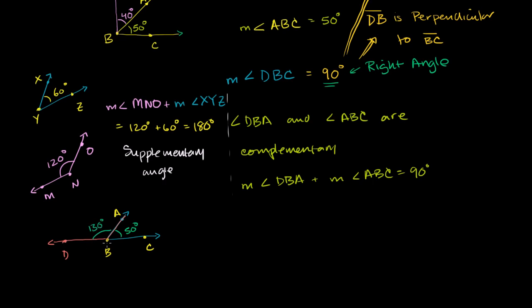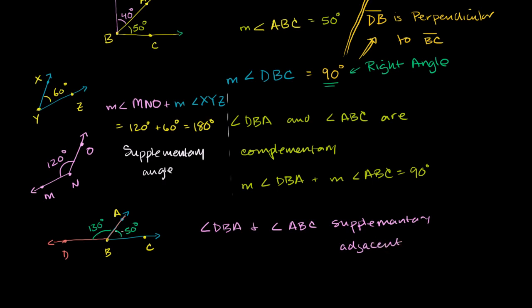Clearly, angle DBA plus angle ABC, if you add them together, you get 130 degrees plus 50 degrees, which is 180 degrees. So they are supplementary. Let me write that down. Angle DBA and angle ABC are supplementary. They add up to 180 degrees. But they are also adjacent angles.